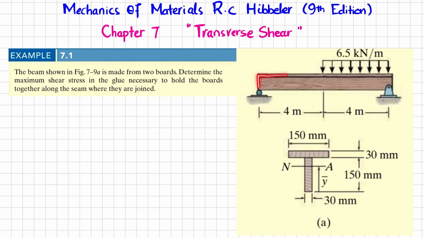So you can see this is the beam, and here there is a roller support, and at this end we have a pin support, and this beam is acted upon by a uniformly distributed load of 6.5 kilonewton per meter over a length of 4 meters. And this beam is made of two boards that are glued together, and the glue is at this point. So you have to determine the maximum shear force in the glue necessary to hold the boards together. So let's start with the solution.